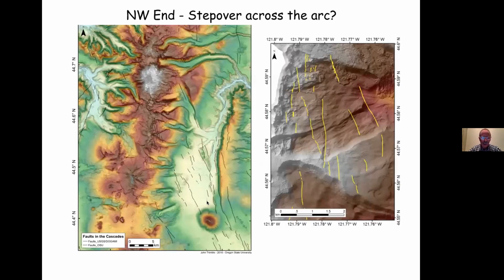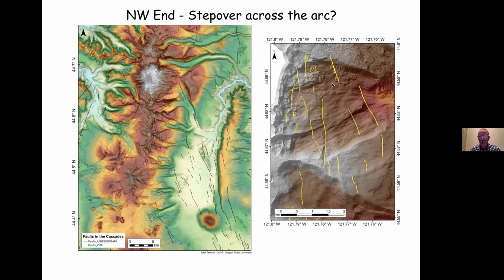When you approach the arc, the Sisters Fault Zone comes up in these black lines here and intersects the arc in this series of yellow lines over here, which is this region right here. Mount Jefferson is right here. And then there's a suggestion that faulting continues to the northwest into the forearc side of the Cascade Arc Range.